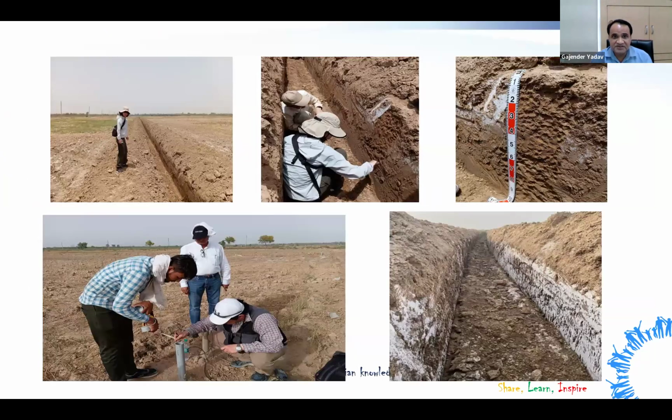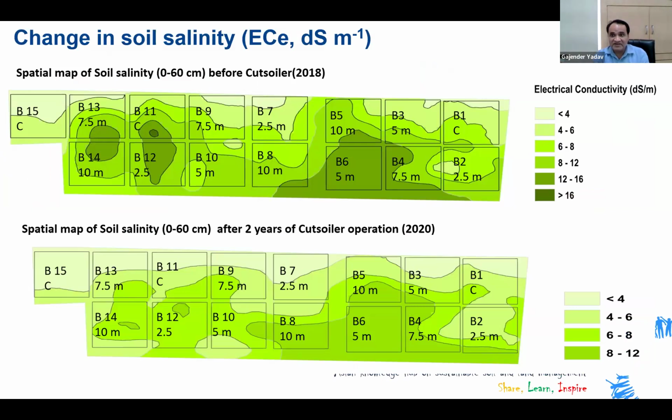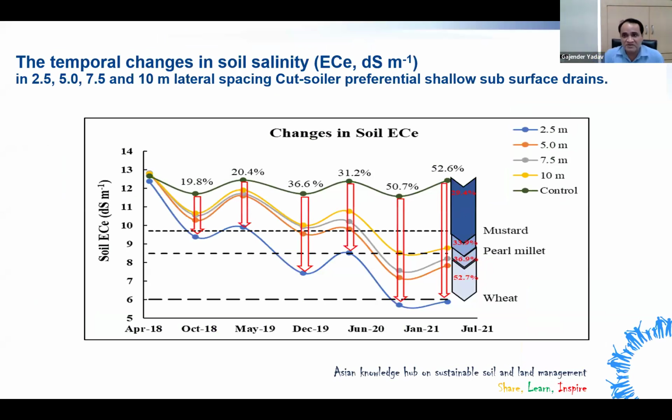And you see the effect in 2 years. There was a reduction in the salinity; the average salinity that was up to 16 deciSiemens per meter was reduced to 6 to 8 in most of the field. And if you look closely, there was a huge reduction, more than 50%, up to 60%, with the closer spacing of 2.5 meter.